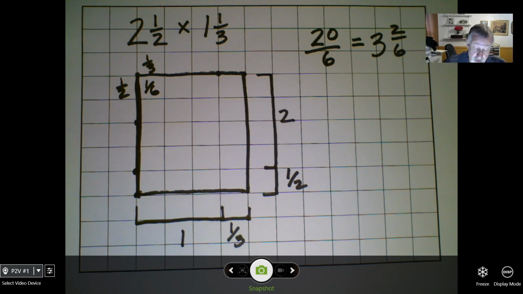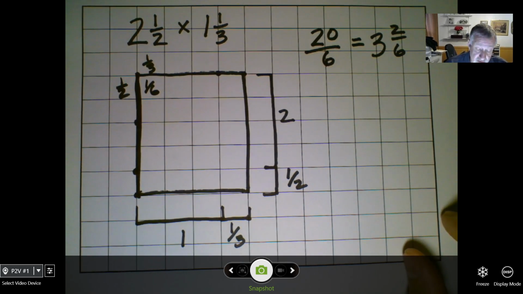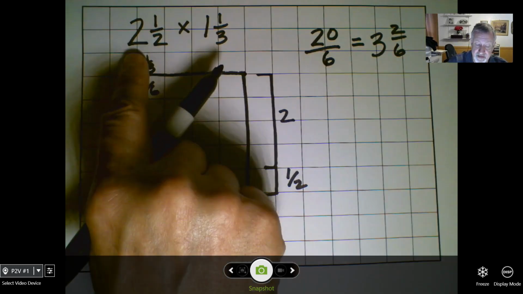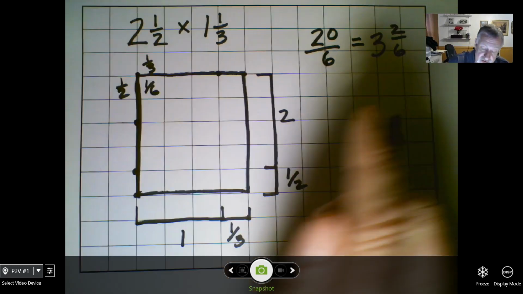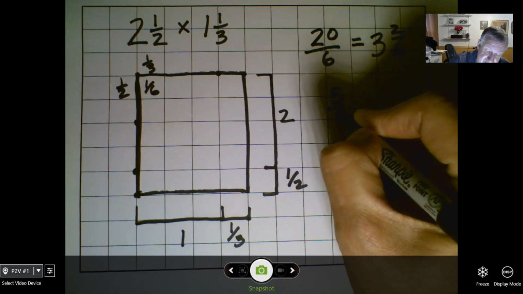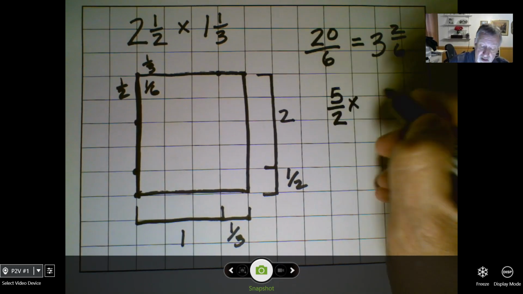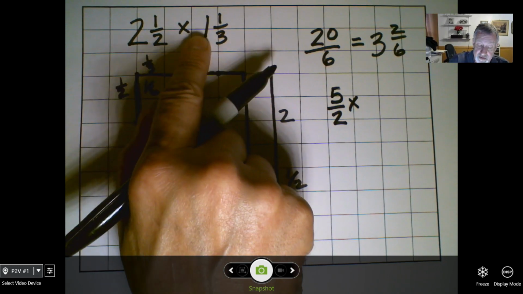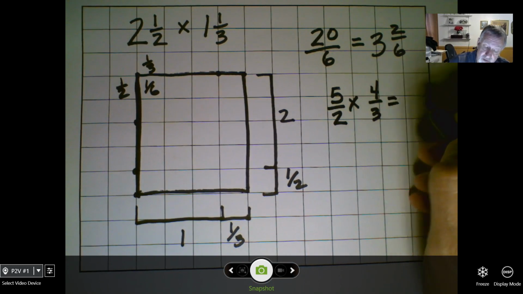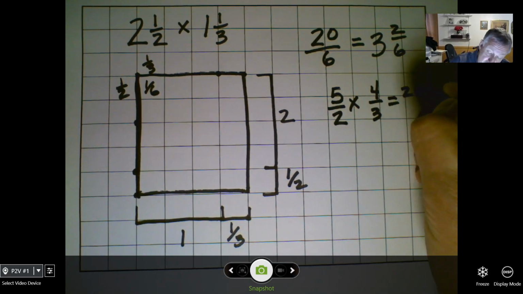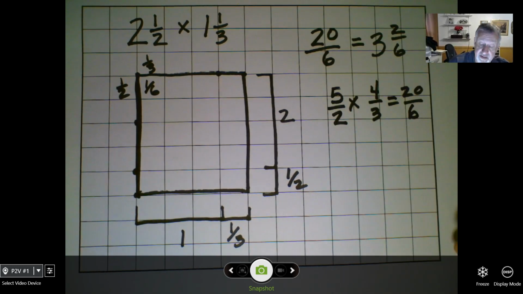Let's take a look at solving that a couple different ways. Number one, the other day, we started out just by using improper fractions. So 2.5 as an improper fraction: 2 times 2 is 4, plus 1 is 5, and that's 5 halves. And we multiply that by 3 times 1 is 3, plus 1 is 4, and those are thirds. Multiply that out, and guess what? 20/6. Awesome.